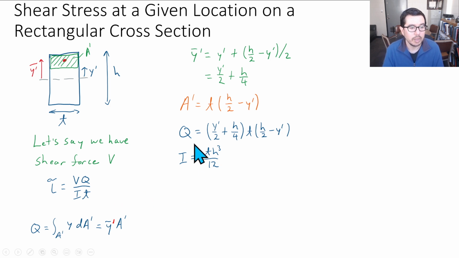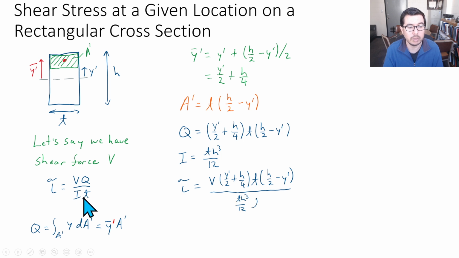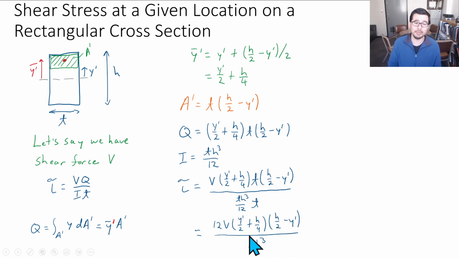So now we've got Q, we've got I, we know T is T, and we were given shear force V. We can substitute all these parameters into the shear formula, VQ over IT, and this is the expression we get. We can do a little bit more algebra, and it's a pretty hefty expression. So if we're interested in calculating the transverse shear stress some distance above the neutral axis, this is the general expression that we might use for a rectangular cross section.